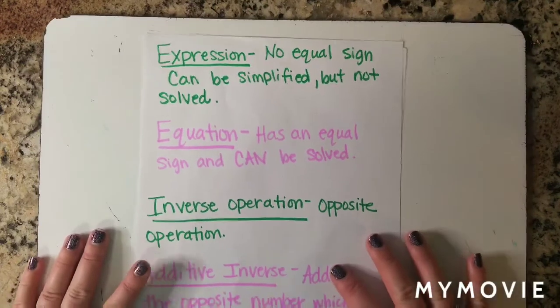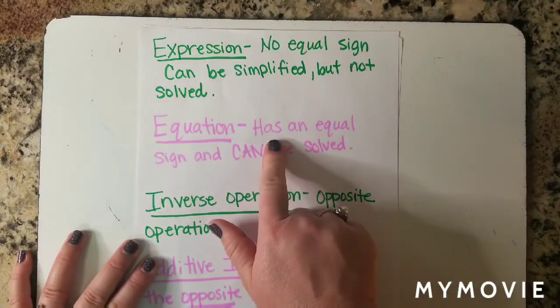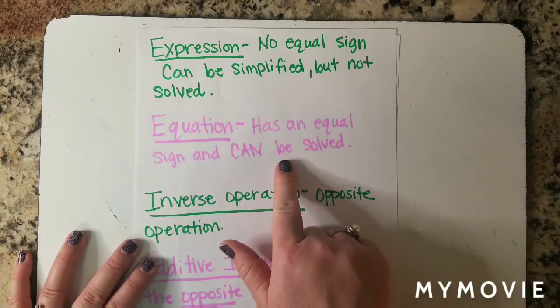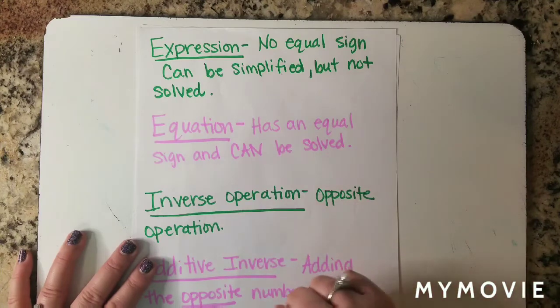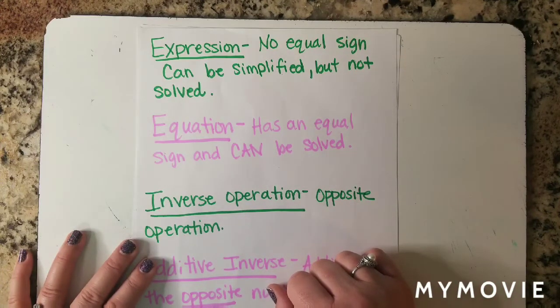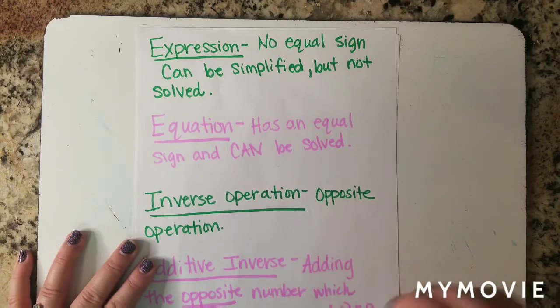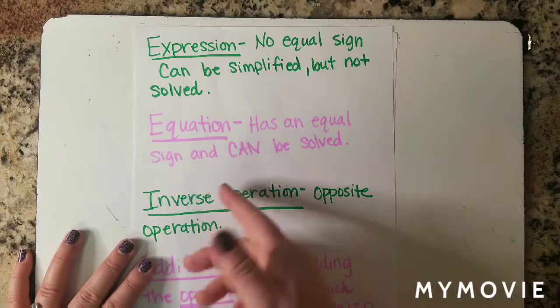So this week we're going to start on equations. An equation does have an equal sign, and it can be solved. So we will be solving for whatever our variable is. Again, a variable is the letter. It could be X, it could be Y, it could be A, B. Any letter that you can come up with can be a variable, and we can solve for it.